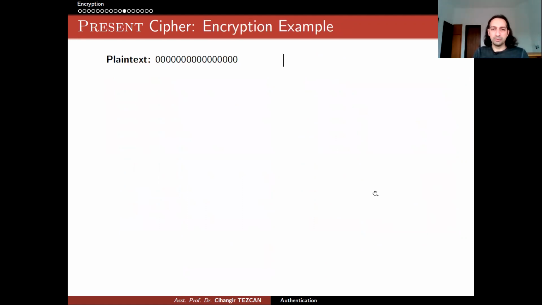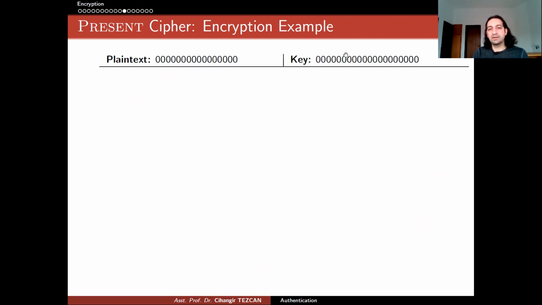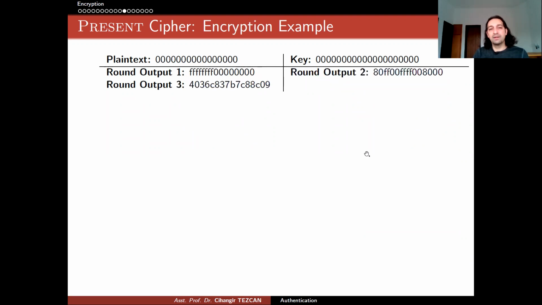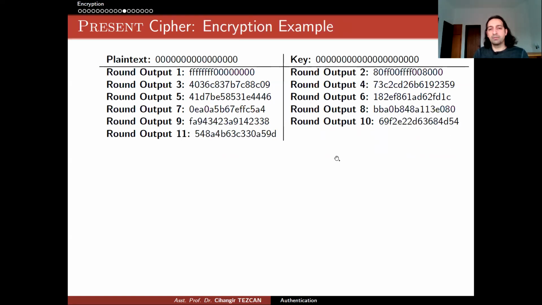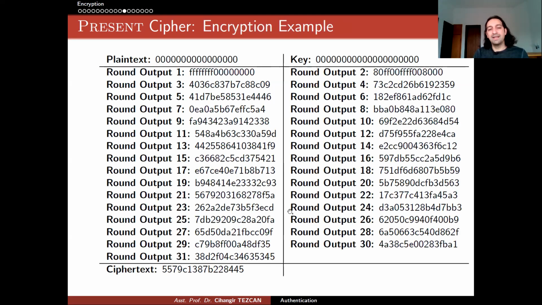So let's move on to the encryption example. Assume that my plaintext block is again all 0, and my secret key is also all 0. If I perform PRESENT encryption, after the first round the output becomes this. As you can see, even though I've chosen all zeros, which is very simple and has a pattern, this pattern is lost after some point, and at the end, this is your ciphertext.